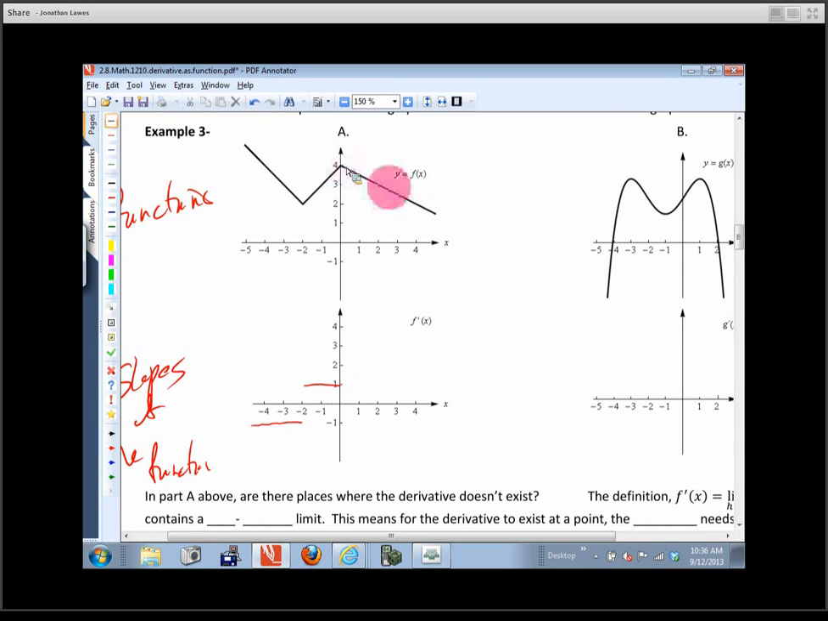Slope is negative, and I'd say roughly -1/2. So it looks something like this. Okay? Now, what about right here? And what about right here?